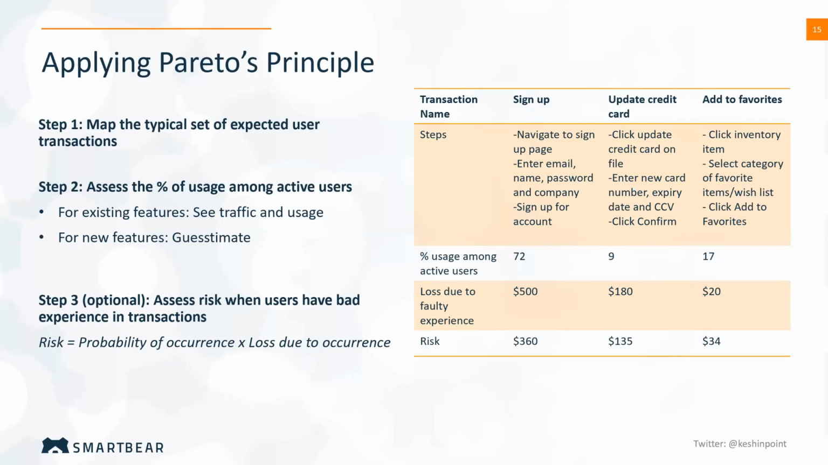So even right there, just at step 2, you're really able to identify a good set of flows that need to be part of your everyday testing. And so in this way, you can use the principle to identify the scenarios that yield the highest value for end users. And then we do have step number 3, which is optional, and you're able to assess risk when users have bad experience in transactions. So in this way, you can actually put a dollar amount to the things that are going on in your application.